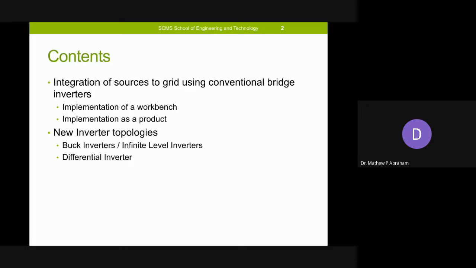We know the difficulties with our conventional, what is called, bridge type inverters. So nowadays, new breed of inverters are coming in. We call it as buck inverters or infinite level inverters, differential inverters. These are some of the new types of inverters. We will discuss about these things in the later session.